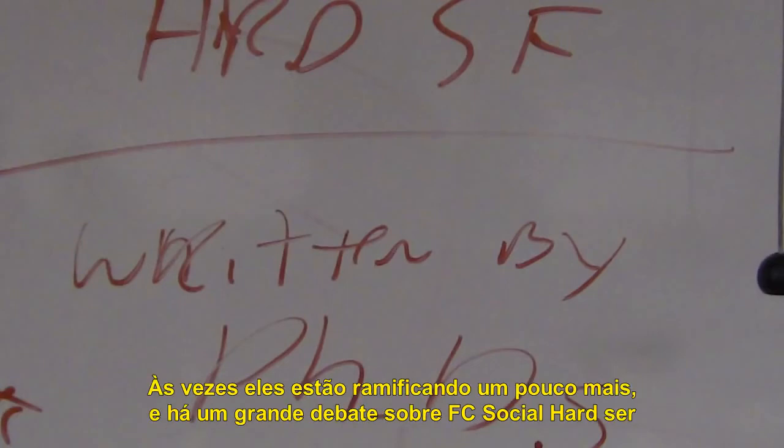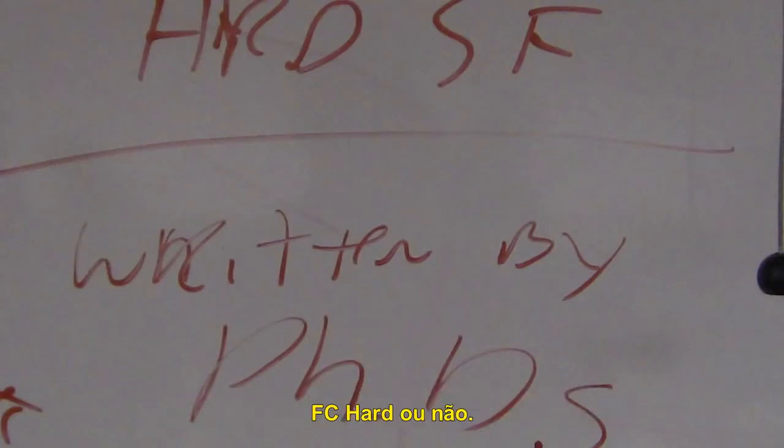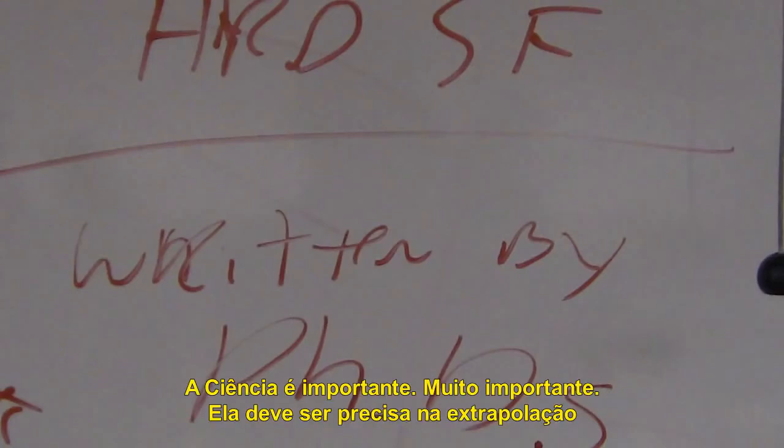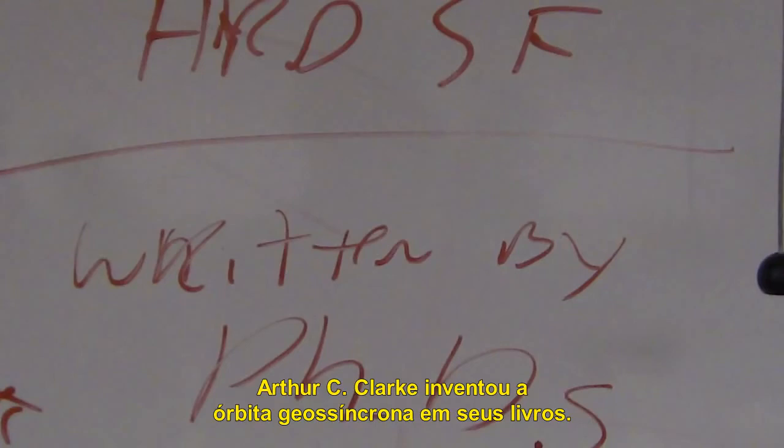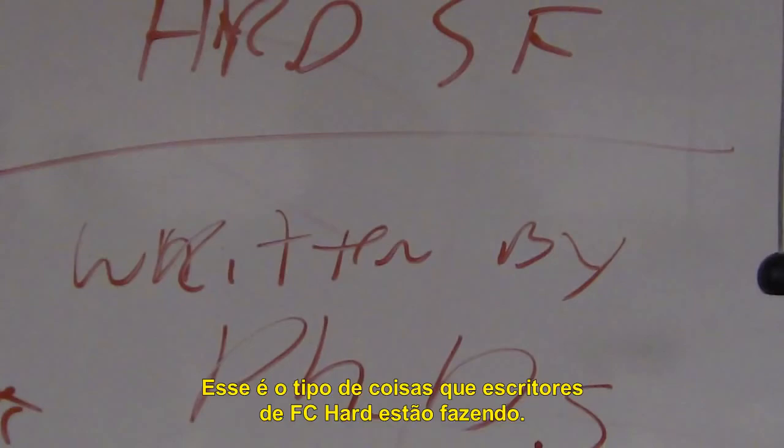They sometimes are branching out a little bit more, and there's a big argument of whether social hard SF is really hard SF or not. But you're getting into just the science is important. The science is very important, and it should be accurate, and it's an extrapolation of what happens if this scientific thing happens. Where would we go? Arthur C. Clarke invented the geosynchronous orbit in his books. And this is the sort of stuff that hard SF people are doing.